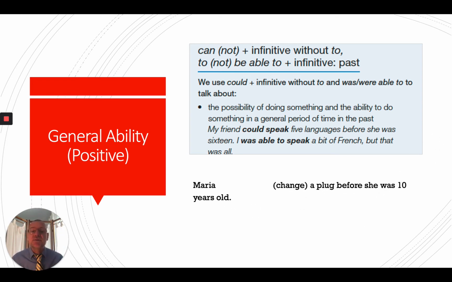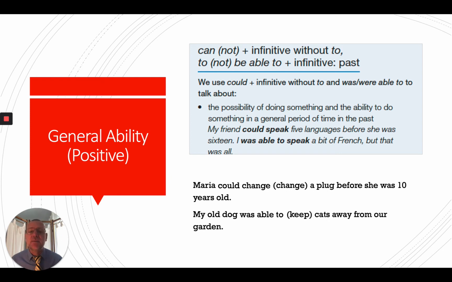Let's look at these 2 examples. Maria changed a plug before she was 10 years old. She had this ability. So what can we put here? Maria could change a plug before she was 10 years old. My old dog kept cats away from our garden. Again, we're referring to a general ability that my dog had. So what can we put here? Yep, was able to keep.